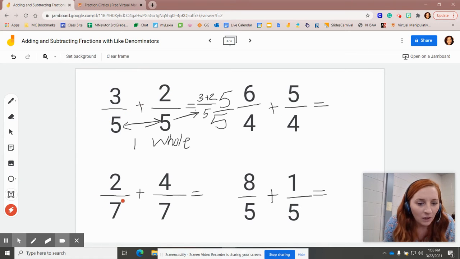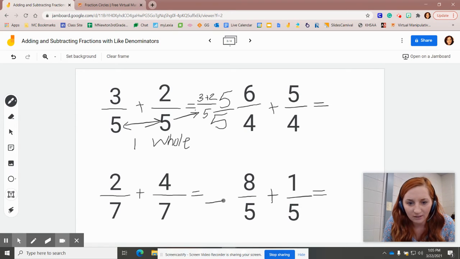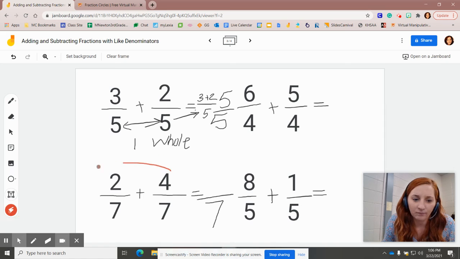Let's go down here. The first thing you want to check is make sure that you have like denominators, 7 and 7. If they are like denominators, you can go ahead and carry that denominator to your sum. So now all you have to be concerned with is the numerators. You're going to just add your numerators like you would. 2 plus 4 is 6. Very good. So we know that 2/7 plus 4/7 equals 6/7.